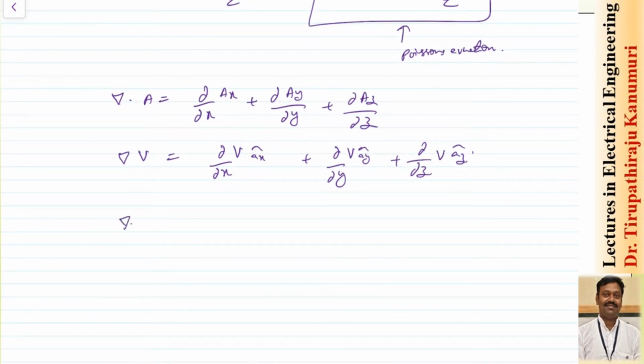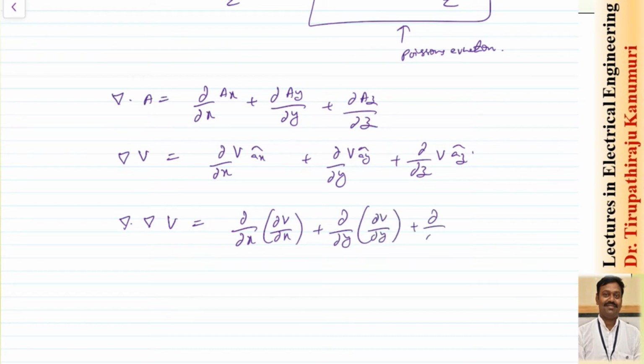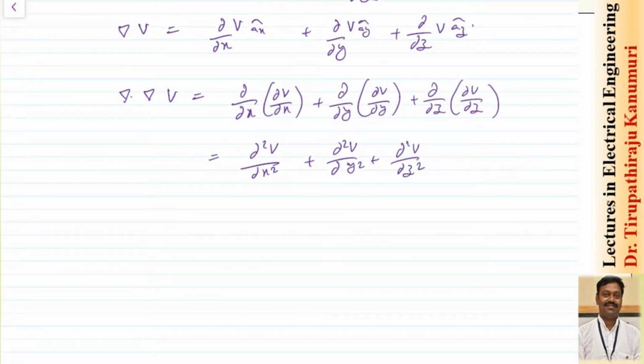If you want to calculate the divergence of gradient of V, it is dou by dou x of dou V by dou x, plus dou by dou y of dou V by dou y, plus dou by dou z of dou V by dou z. So this is equal to dou square V by dou x square, plus dou square V by dou y square, plus dou square V by dou z square. It comes out as a scalar quantity. In this way we can calculate it.